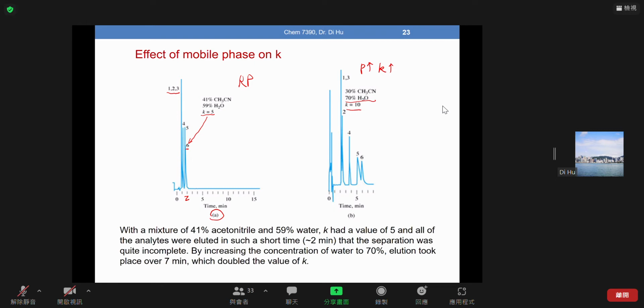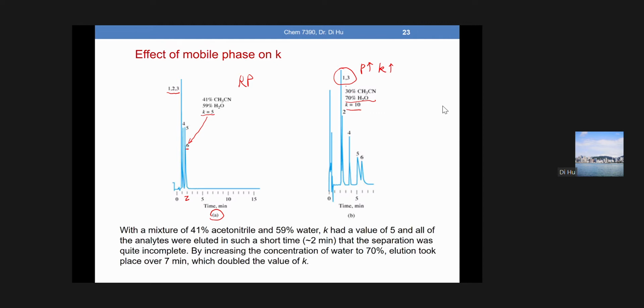But do they really achieve a good separation? Do you like it? Not really, right? So what happened? We see that 1 and 3. So this one, obviously, the selectivity factor, the alpha value for these two peaks, 1 and 2, are not good enough to resolve them. These two are totally co-eluted.